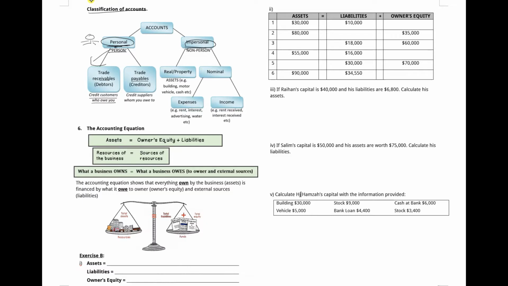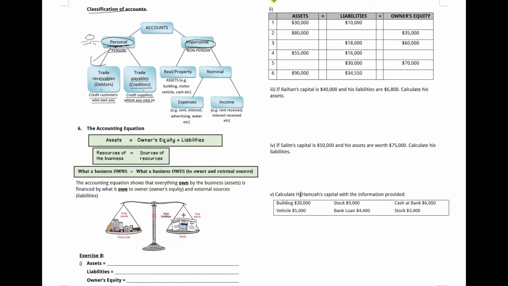Whereas trade payables are the creditors. Another name is creditors. So they are the credit suppliers whom you owe to, because you buy the goods from the supplier on credit, meaning to say you have not yet paid the supplier. That's why they are your trade payables, they are the creditors. So trade receivables are customers who owe you, and trade payables are suppliers you owe to.